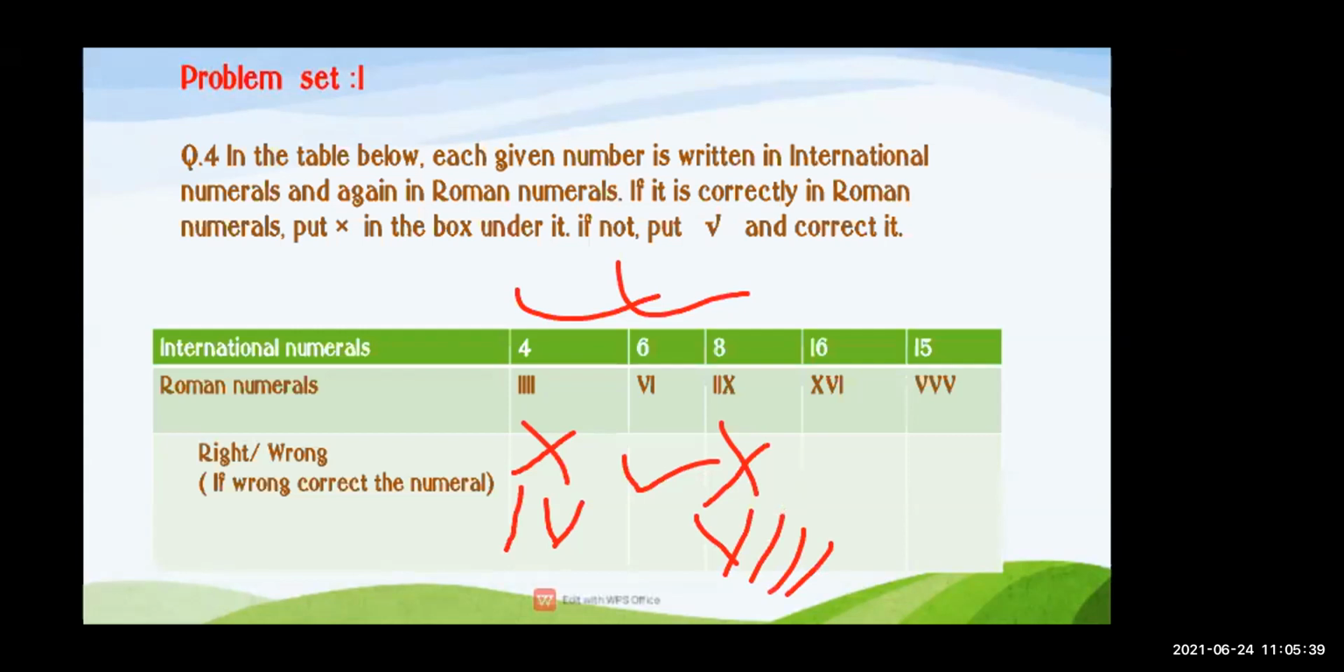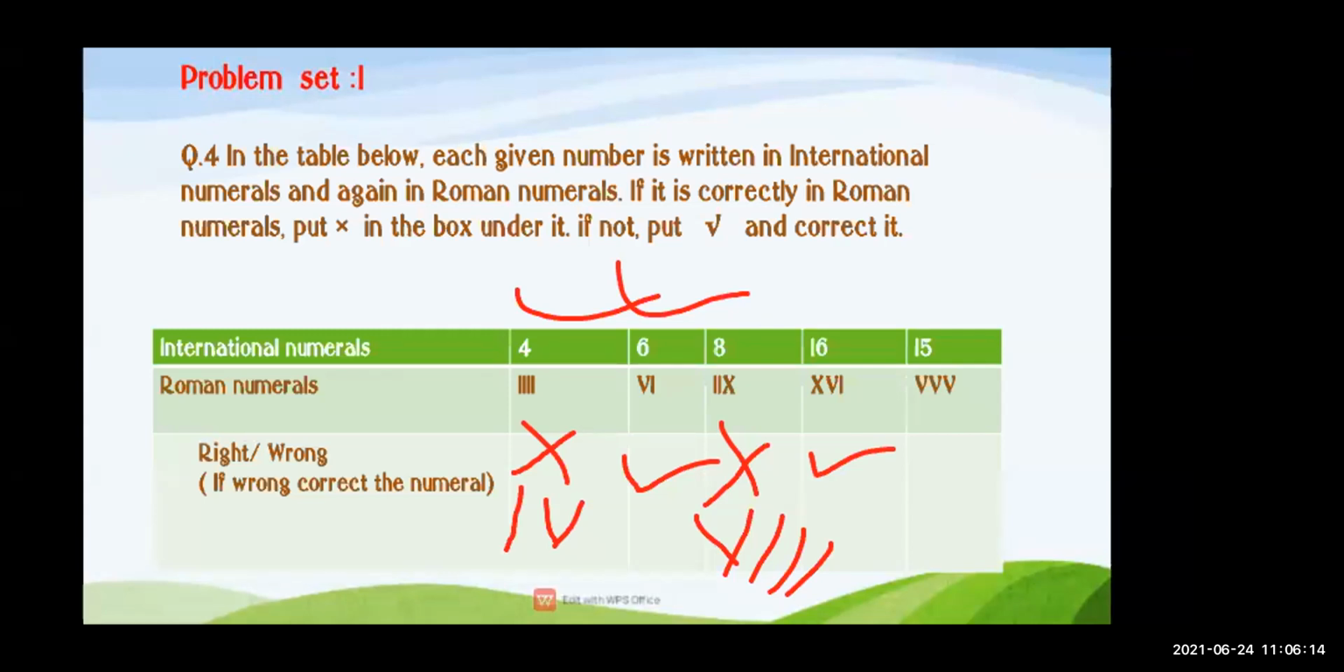This is the 8. Now next is this written 16. 16 is right or wrong? Very good. 16 is right because 10, 5 and 1. 10, 5, 1, it becomes 16. So what you will write? You will put a right mark over there. Last number is 15. V. Is it right? No, it is not right.